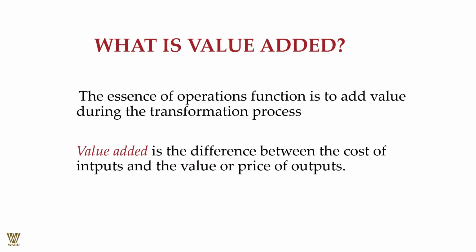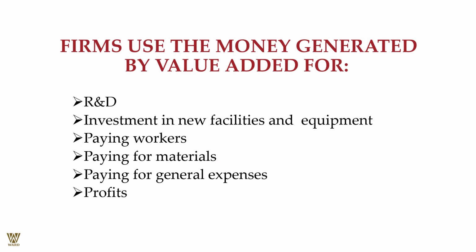So what is value added? The essence of the operations function is to add value during the transformation process. Value added is the difference between the cost of input and the value or price of output, as the case might be. So you might take a raw material like flour and milk and eggs. Individually, what are their prices? Now you turn them into a cake as a finished product, and what is the price of the cake that has been sold? So see the difference in the input cost and the output selling price, and that is what the value added is all about. We are mixing the ingredients and coming up with a product called cake.